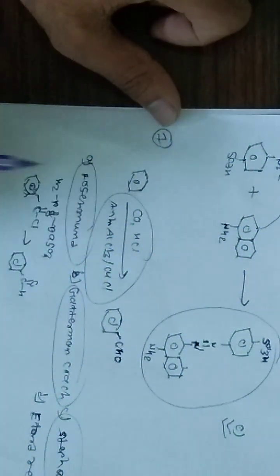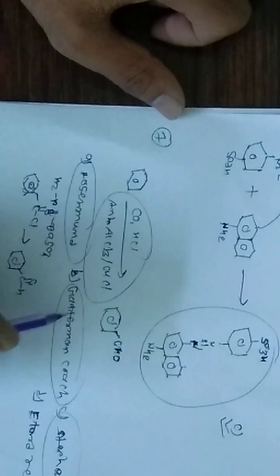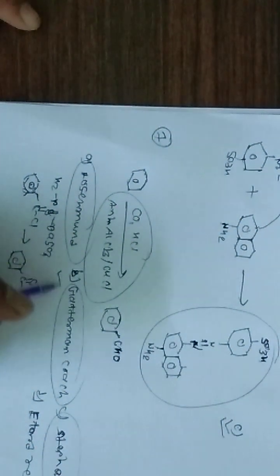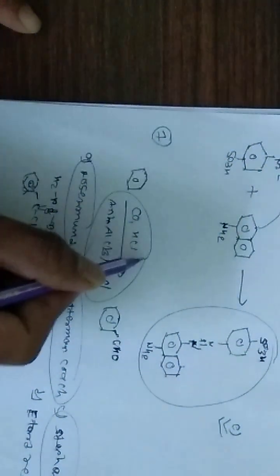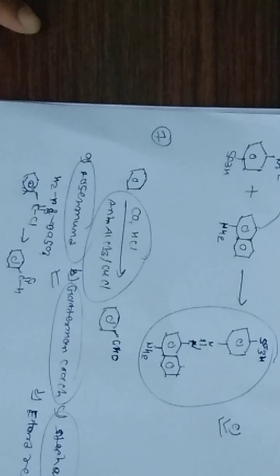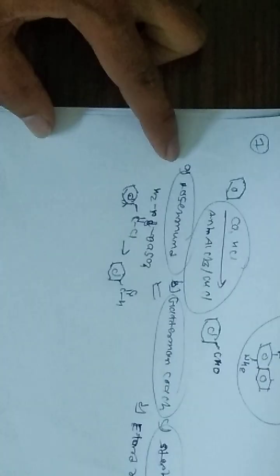So the correct name of that reaction is the Gattermann-Koch reaction. So option B is correct for that question. The reaction in which carbon monoxide, HCl, anhydrous AlCl3 and cuprous chloride are used to convert benzene into benzaldehyde is the Gattermann-Koch reaction. So now the next question.